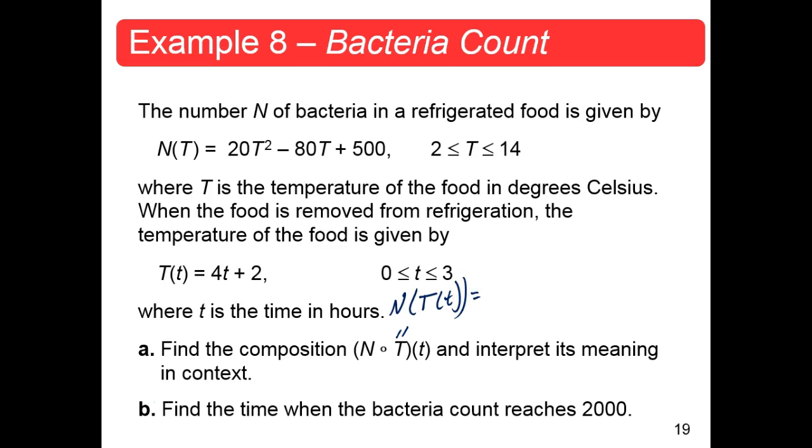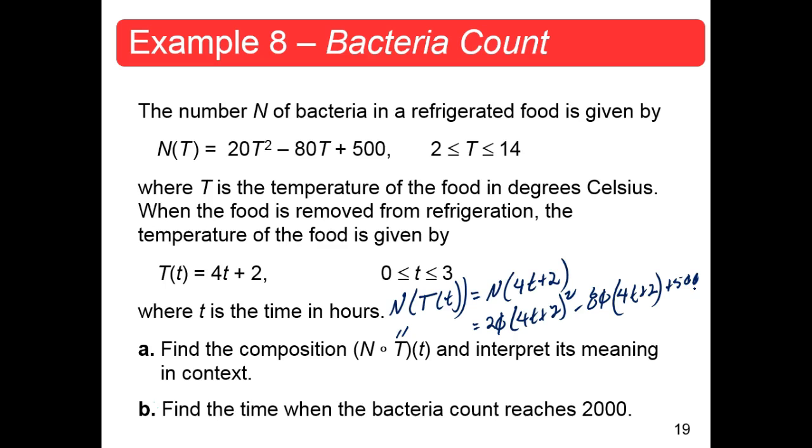Find it. That would be N of, you do the innermost first. What's capital T of little t? 4t plus 2. Okay? And now what do we do with the capital N function? You start with 20 times 4t plus 2 squared. Whatever is in that parentheses here is squared. Got it? Minus 80 times 4t plus 2 plus 500.